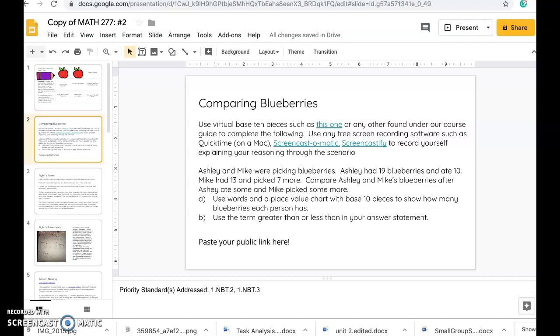I'm going to be doing the comparing blueberries slide on my choice board. It's one of the 3 that I picked. So the scenario we can get right to.